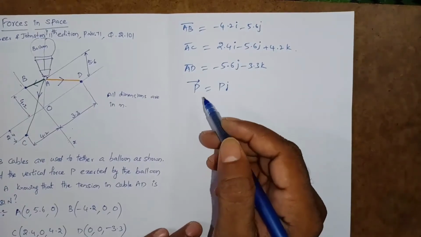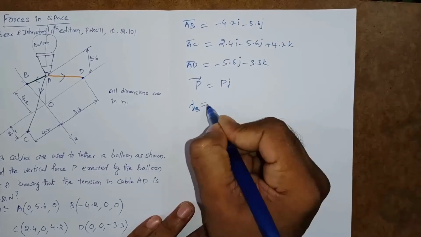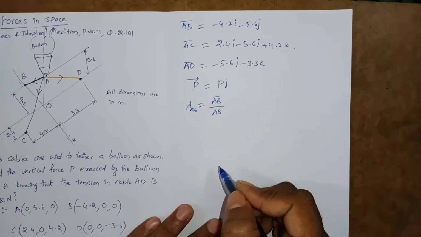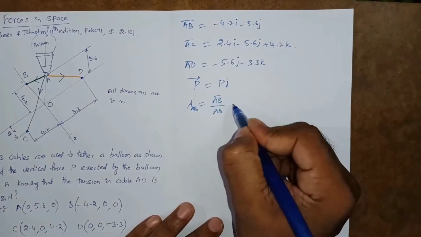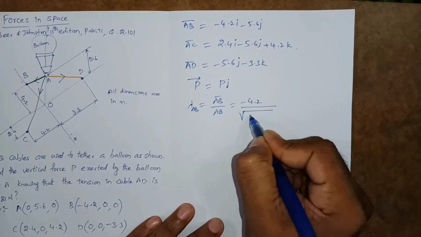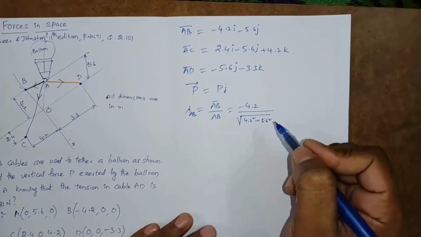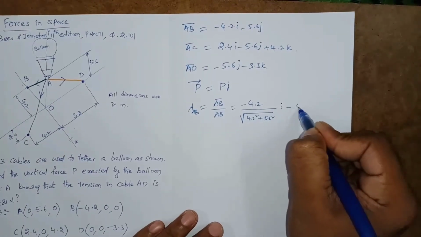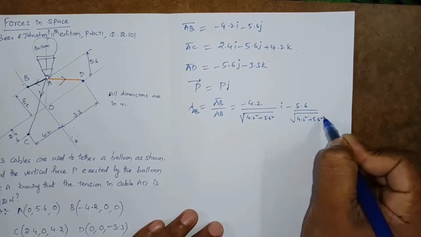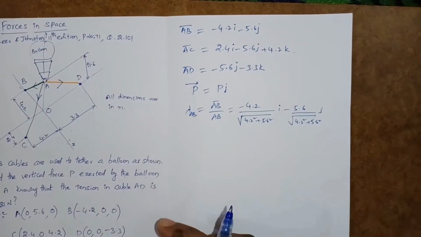Now let us find the unit vector along AB, A to B, that is lambda AB. Lambda AB is equal to AB bar by AB, so AB bar is minus 4.2 I cap minus 5.6 j cap, and AB is equal to the square root of 4.2 whole square plus 5.6 whole square. Similarly, we write it for the other directions.